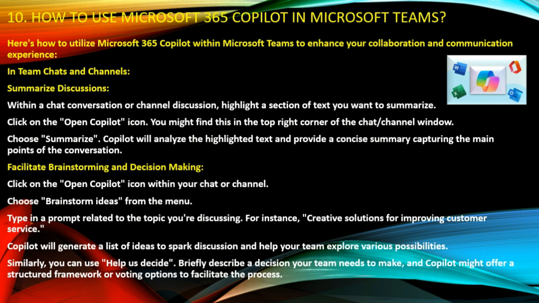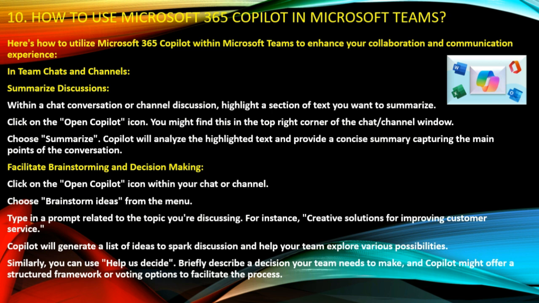You might find this in the top right corner of the chat or channel window. Choose Summarize. Copilot will analyze the highlighted text and provide a concise summary capturing the main points of the conversation. Facilitate brainstorming and decision-making. Click on the Open Copilot icon within your chat or channel. Choose Brainstorm Ideas from the menu. Type in a prompt related to the topic you are discussing.